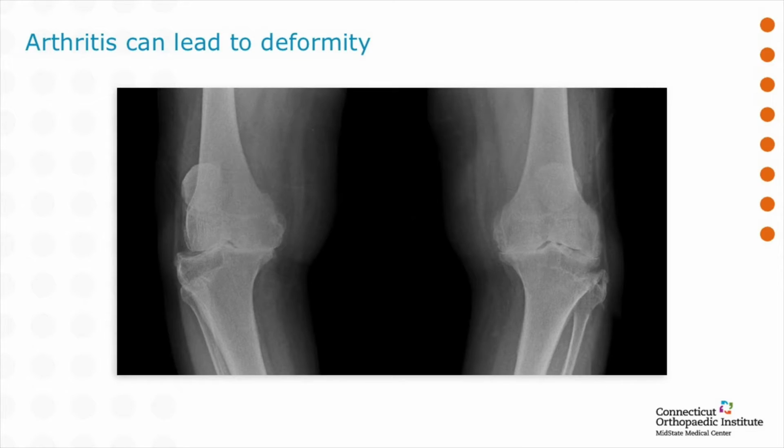If arthritis progresses even further, you can start to develop things like deformities. So for example, you may notice that you've become very bow-legged or potentially knock-kneed. This patient here, the x-rays are showing a lot of wear and tear on the inside of the knees, and they've developed a bow-legged deformity.